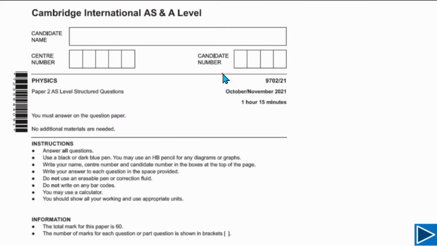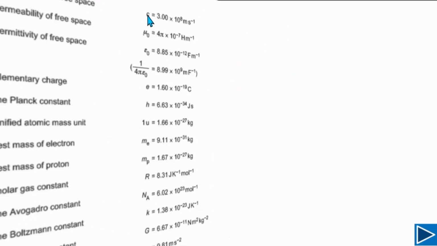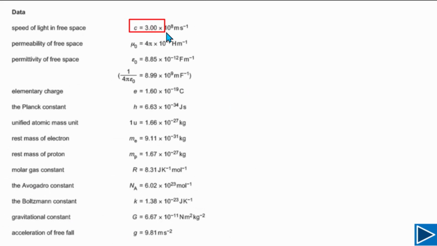In today's lesson, we are looking at October-November 2020 paper 2-1, and the total time for this exam is 1 hour and 15 minutes. You need to answer all the questions in this paper, and the total mark for this paper is 60. On the second page of the exam paper, you can find values of some important constants.